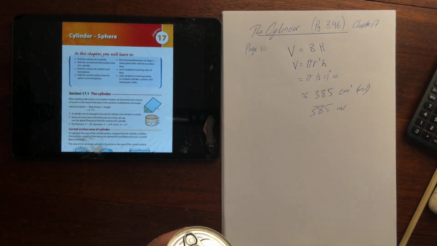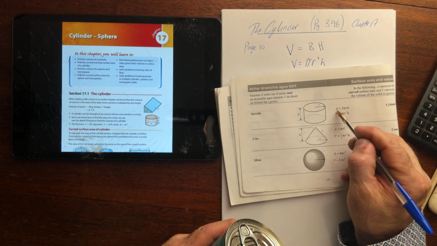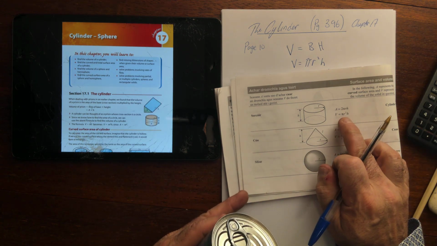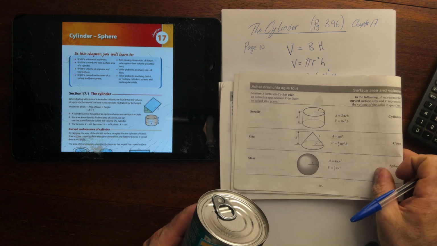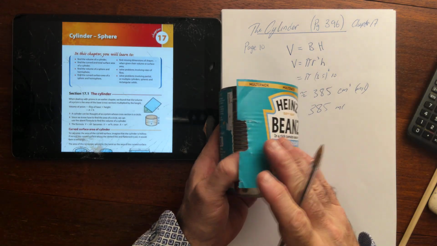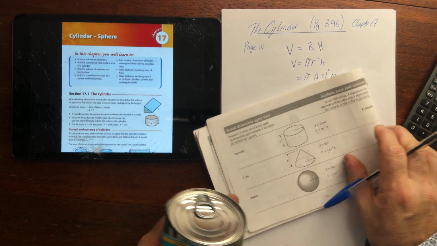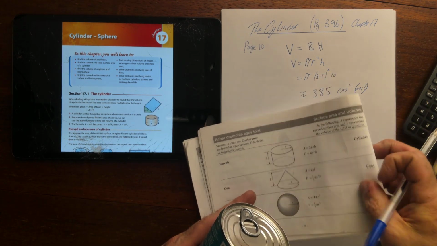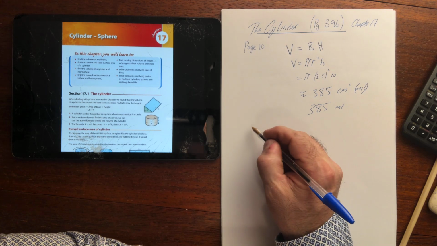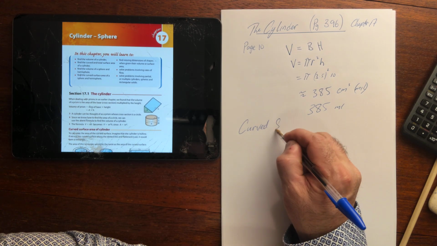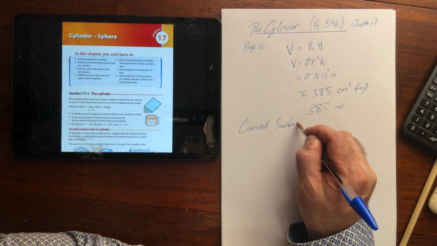Okay, so that's that formula. Now what about this other formula, A equals 2 pi r h? That's got nothing to do with pi r squared. That 2 pi r h is the curved surface area. If you look up here, it says A represents the curved surface area. So you want to write that down: curved surface area.